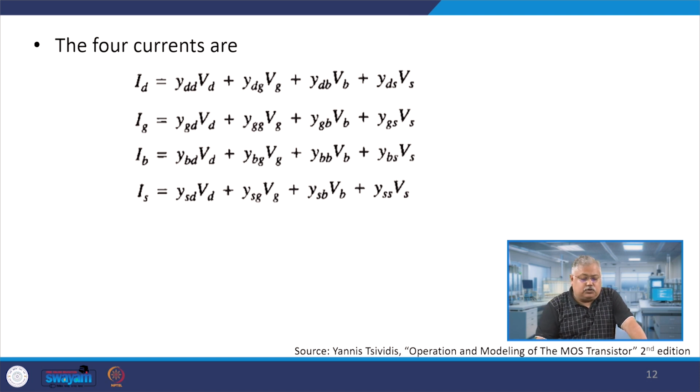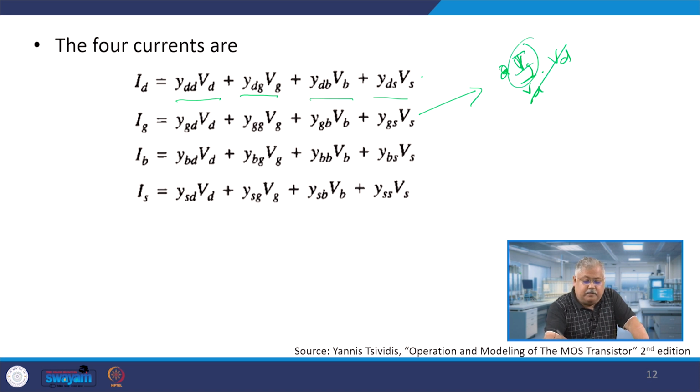I get ID equals YDD VD, YDG VG, and so on. Let us look at any expression, let us look at this one. Let us suppose IG is YGD, where YGD is del IG by del VD, into VD. So VD cancels out and you remain with IG. Similarly YGG will be IG by VG into VG, and again I am left with IG. So, the IG component will always get added up.